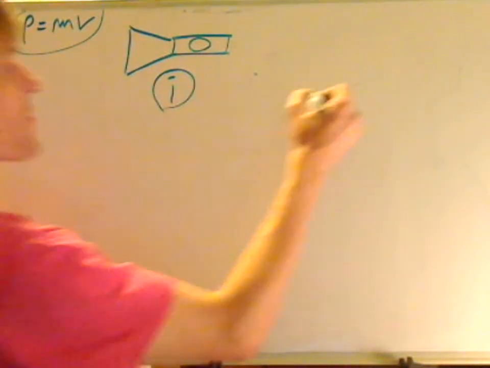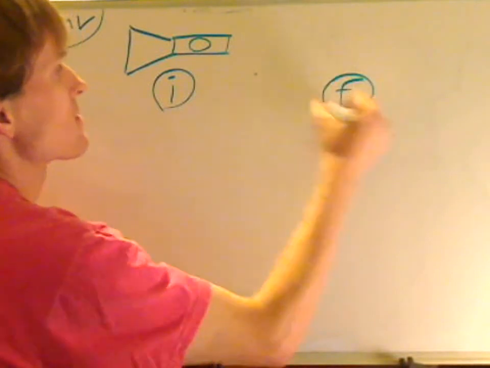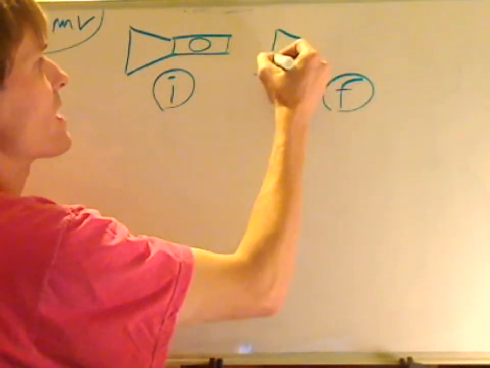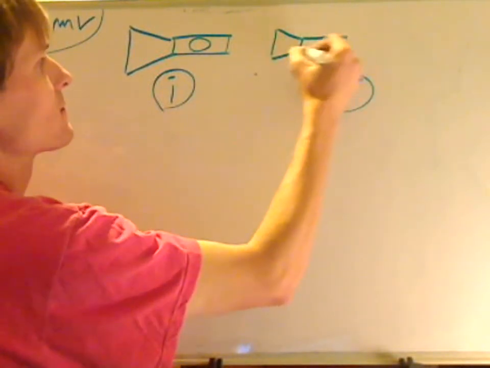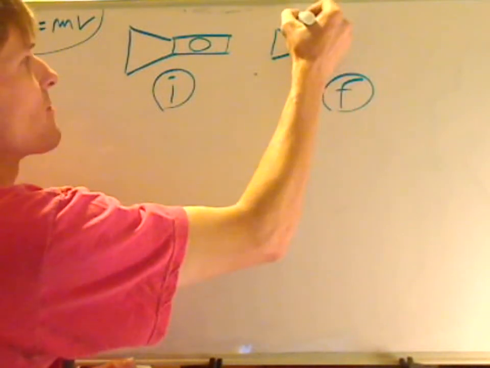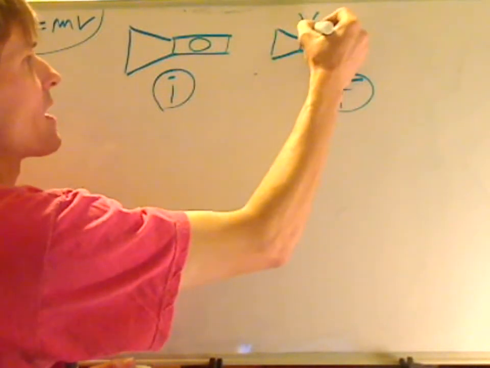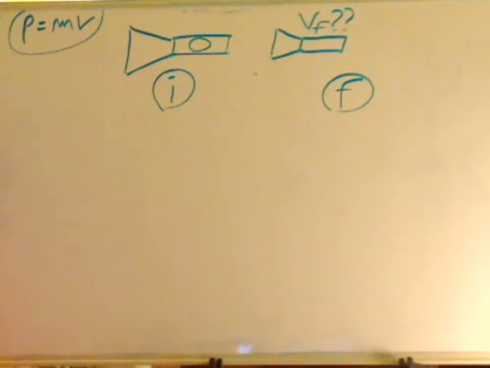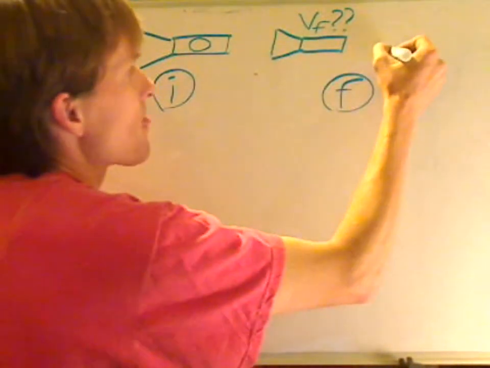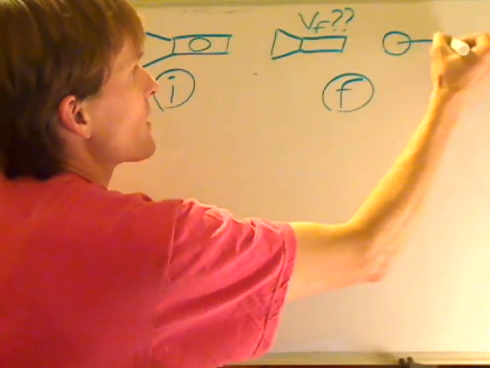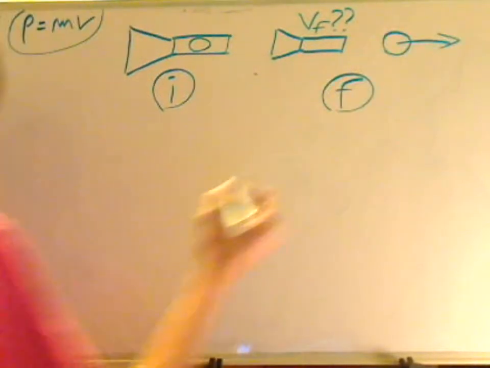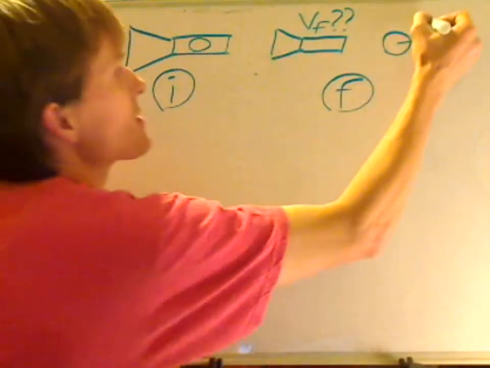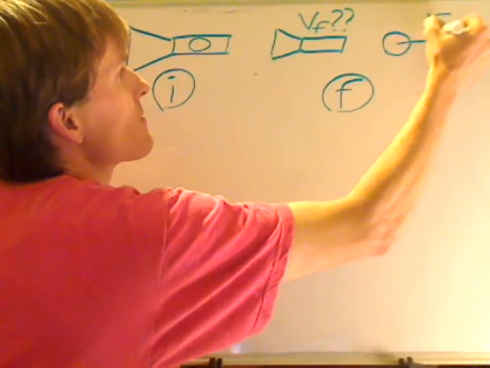Now our final situation, well, we have our gun, which is recoiling at some final velocity that we're trying to find. And our ball is now moving this way at 15 meters per second.